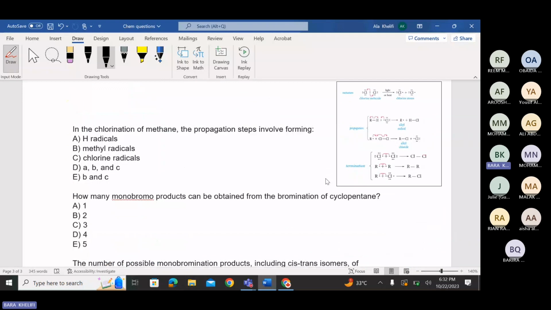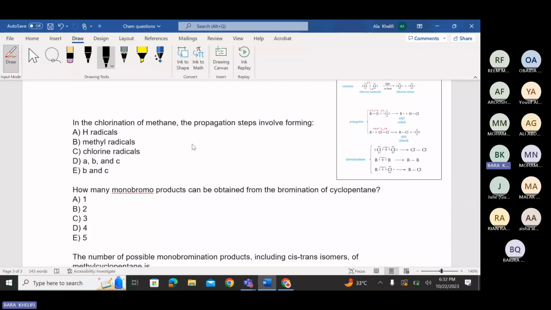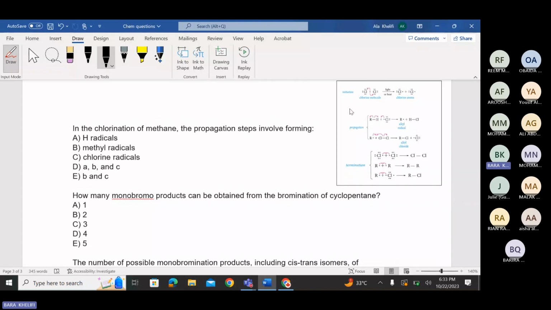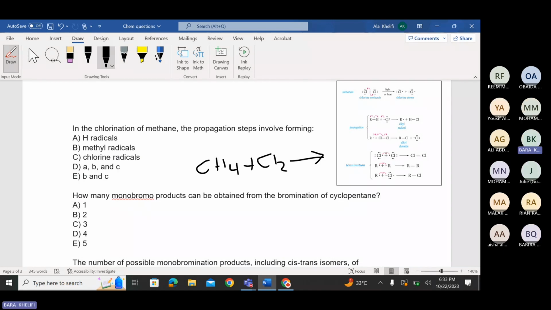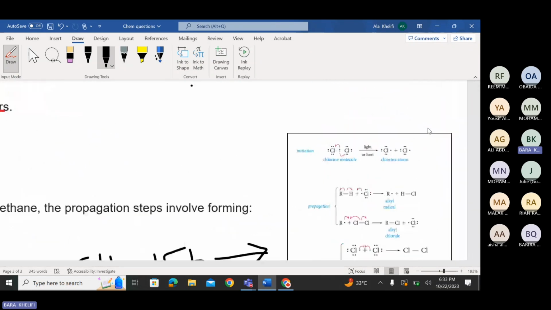All right, we move on. I realized when I was studying for the midterm that I forgot to revise the initiation, propagation, and termination steps, and they brought questions about it. So for example, here in the chlorination of methane, we have methane, CH4, and then we add Cl2 in the presence of heat or light. So in the following process of propagation, what would form? You have to look at this picture right here. So let's see.